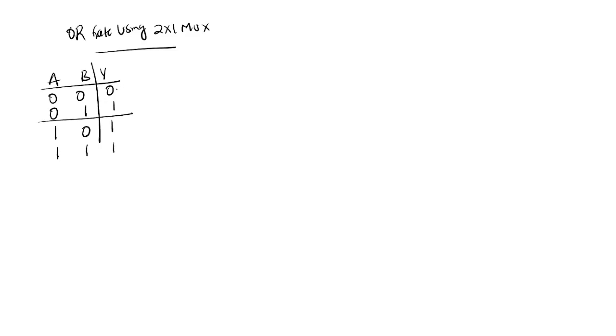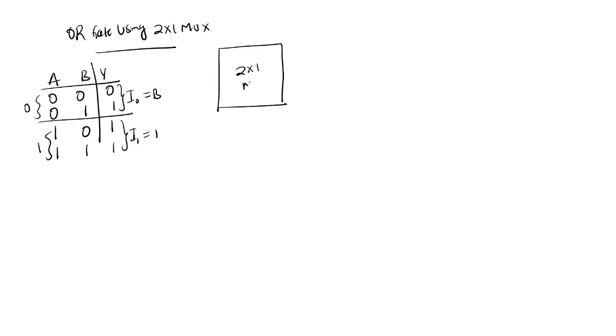So you need to divide. Here the output is following. So here this is I0. I0 equal to B, it is following. And here I1 equal to 1. A is the selection line. Why? Because here 0 and here 1 is there. So that means here you need to draw this 2x1 mux, and this is B, and this one is 1. The output is Y, and the selection line is A.